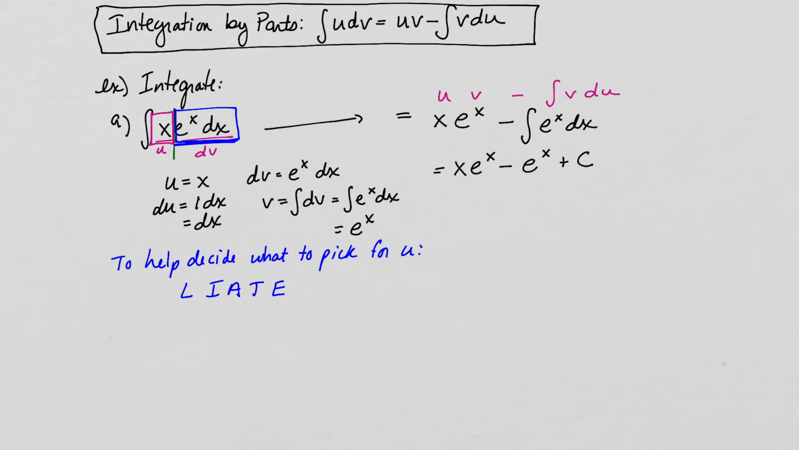So you start on the left part of the word, and see, do I have any of those? I'll pick that for my u. If not, move on to the next thing, on to the next thing, on to the next thing. So the L stands for logarithms. So if you have a logarithm in your problem, you pick that to be the u. The I stands for inverse. So if you had an inverse trig function or something like that, you would pick that for the u. The A stands for algebra.